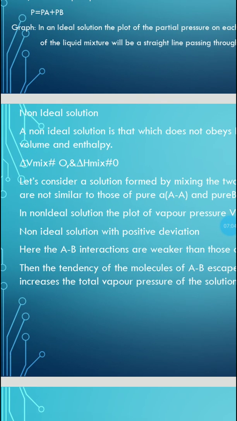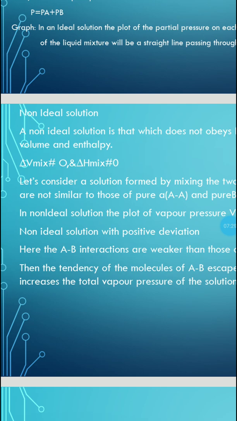And some solutions do not obey Raoult's law. Such types of solutions are called non-ideal solutions. Suppose if anybody asks you what ideal solutions and non-ideal solutions are: an ideal solution is one which obeys Raoult's law, and non-ideal solutions are those which do not obey Raoult's law.